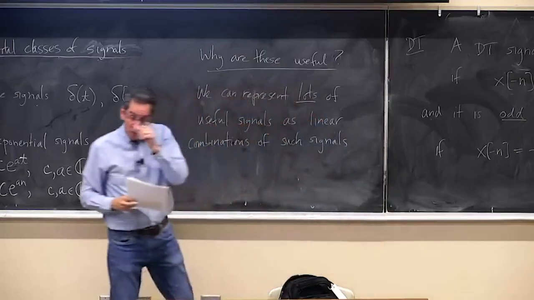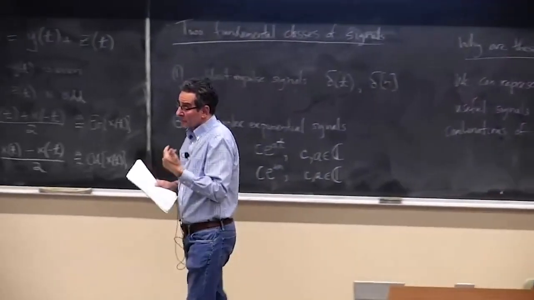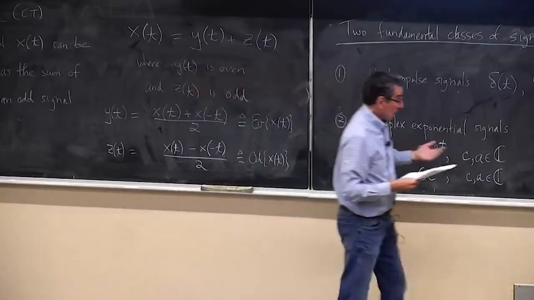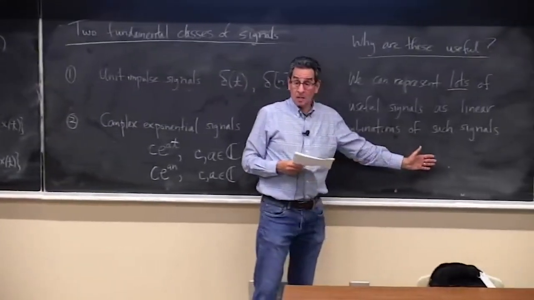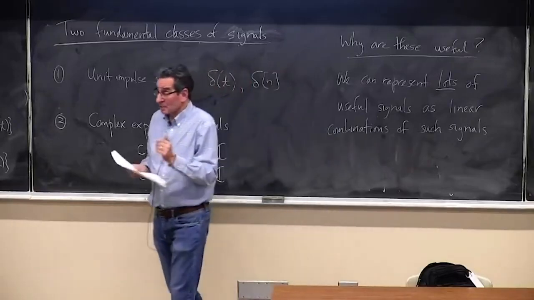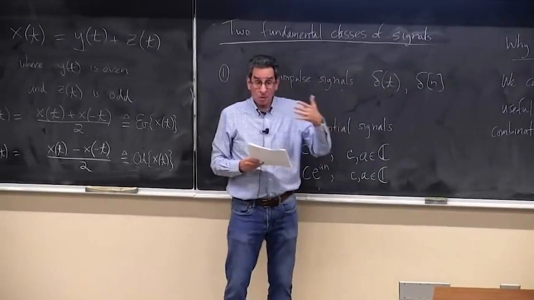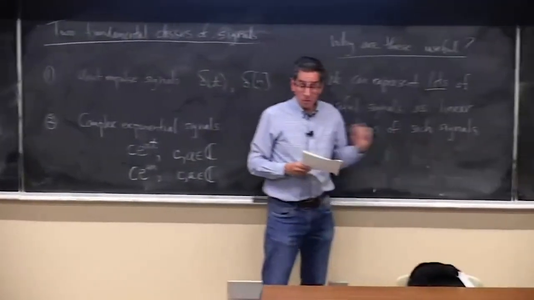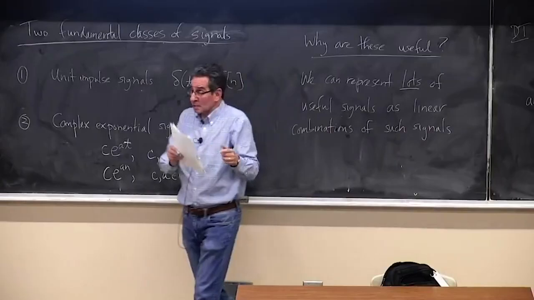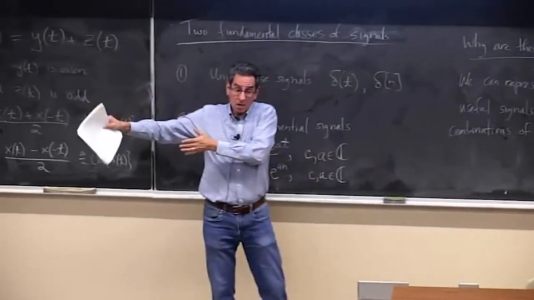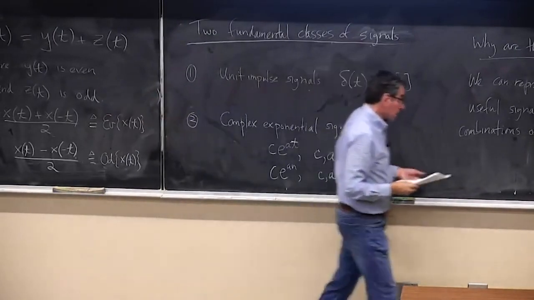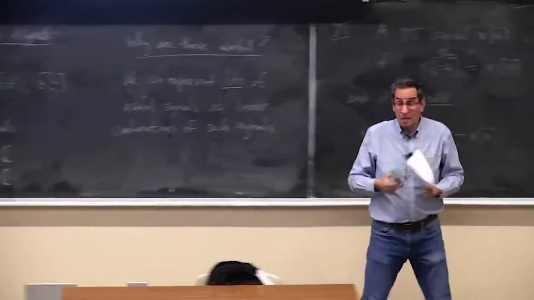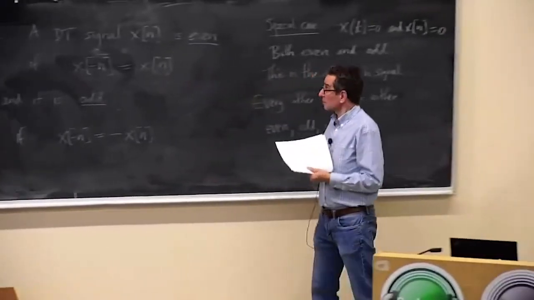And why do we care about linear combinations? Well, we're going to be dealing with linear systems, and the property of linear systems is that when you put in a linear combination of signals, what you get out is a similar linear combination of the signals that would be produced if you put each of those individual signals into the system. In other words, linear combinations become linear combinations. And that turns out to be a very useful property for understanding what the system is doing to the signals you put into it.